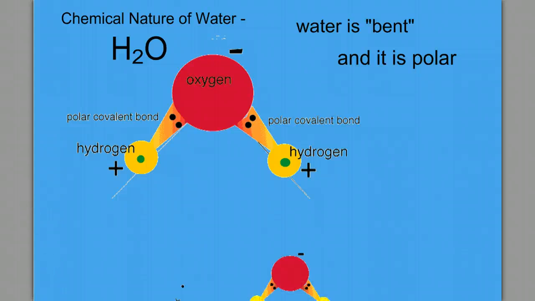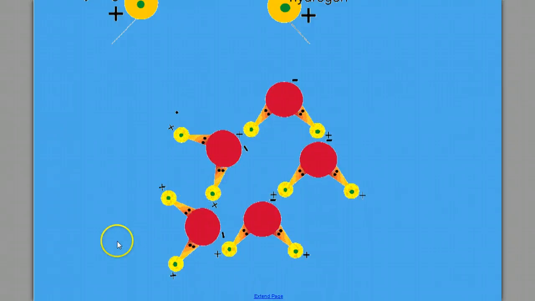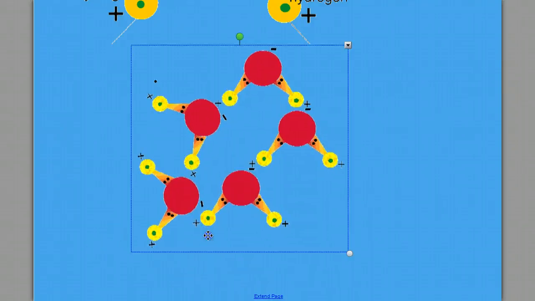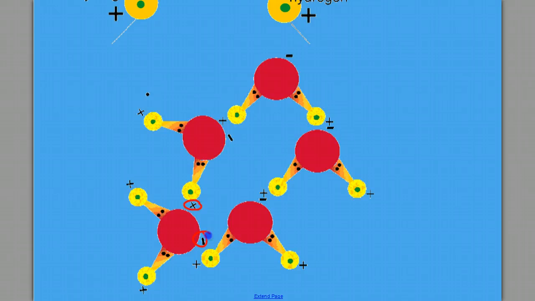Now let's think about what that means when we have more than one molecule. If we have a bunch of water molecules together, they're going to orient themselves in a way that the positive ends of some of the molecules are going to be near the negative ends of the others. You see that here. And these attractions between the positive and negative ends are not strong attractions. They're actually very weak attractions, but there are very, very many of them. And we call these weak attractions between these two parts of these two molecules a hydrogen bond.